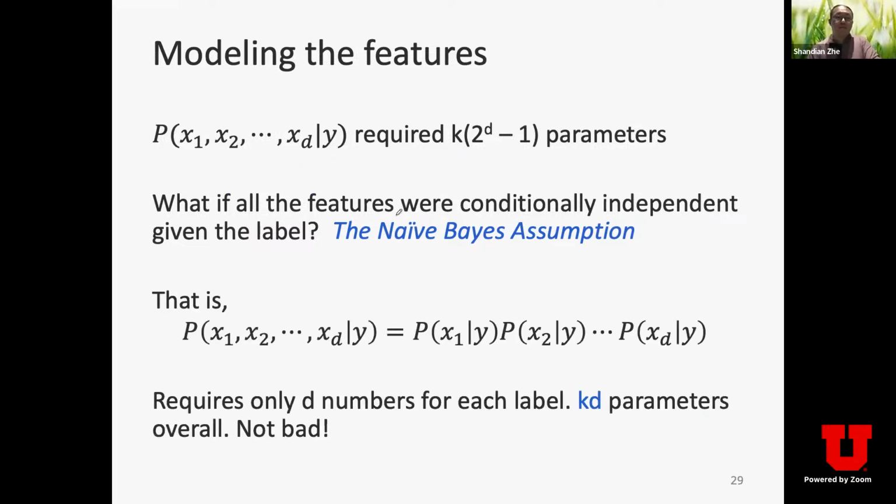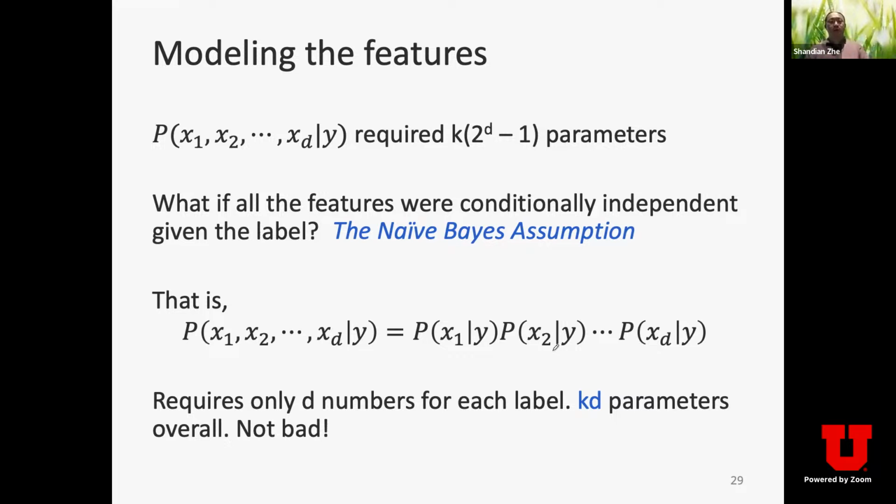More specifically, it means that we assume, and this is just an assumption, that conditioned on Y, the joint distribution of these D features is equal to the product of the conditional probability of each feature given Y. So P of x1 given Y, P of x2 given Y, and so on until P of xD given Y. This is just a model assumption.